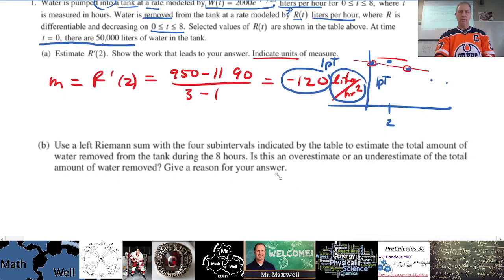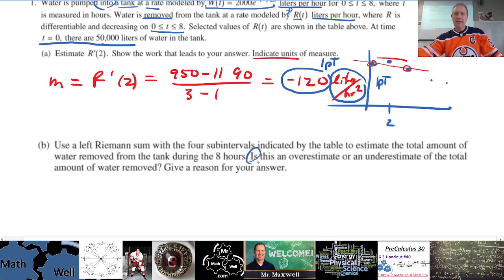So use a left Riemann sum with 4 subintervals indicated by the table to estimate the amount of water removed. So remember we talked about that, right? If you have a graph that is a first derivative or a rate, the area under the graph would represent the total change in value of the original function, so the total change. So left Riemann sum to estimate the water removed during the whole 8 hours.